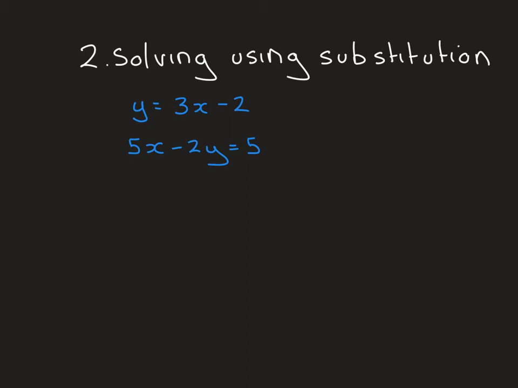Now this second method is called solving using substitution. So what this is, instead of graphing the lines, drawing them and finding where they intersect, we're still finding the point at which these two lines intersect, but this time we're using algebra. So the first thing that we need to know when we're solving using substitution is that one of the equations needs to have either the y or the x by itself on one side of the equation. So this first equation here has the y by itself on that side of the equation.